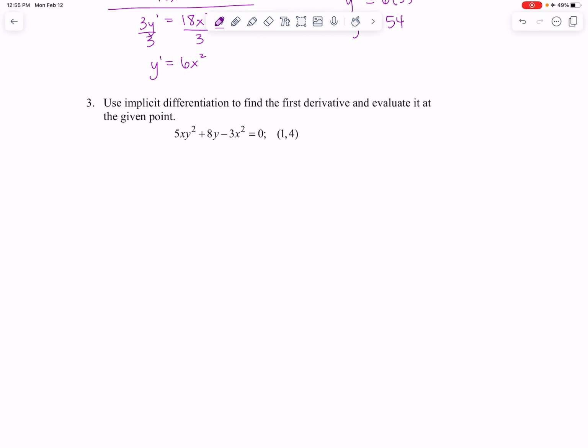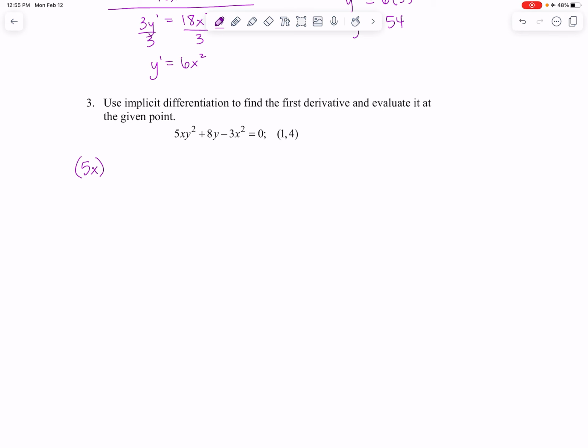Use implicit differentiation to find the first derivative and evaluate it at the given point. Now we're looking at 5xy squared plus 8y minus 3x squared equals 0, and the point is 1, 4. Okay, so let's implicitly differentiate 5xy squared. Now we have to use our product rule. So we'll take the first times the derivative of the second.